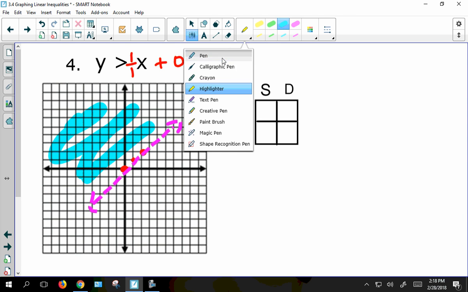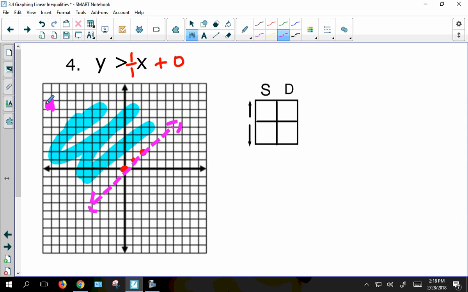Please do not sit here and try to shade every single box on the test. Just make this. There you go, we're done. Now, if I'm going to fill this in, I have a greater than, a dotted greater than, so that means it goes here. It goes above the line, that's why I shaded above.